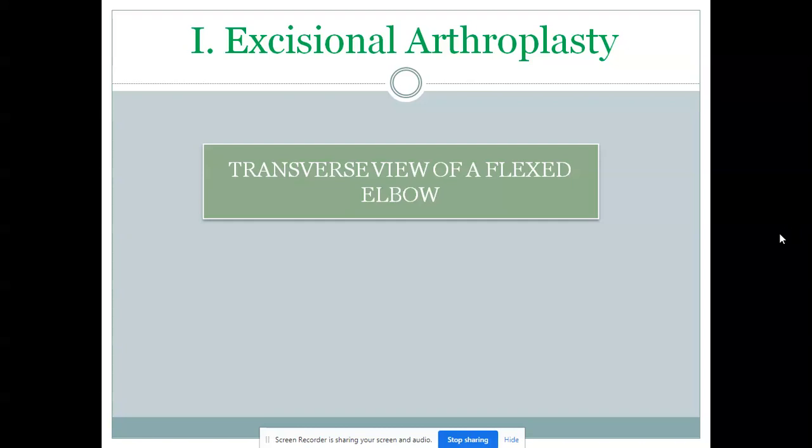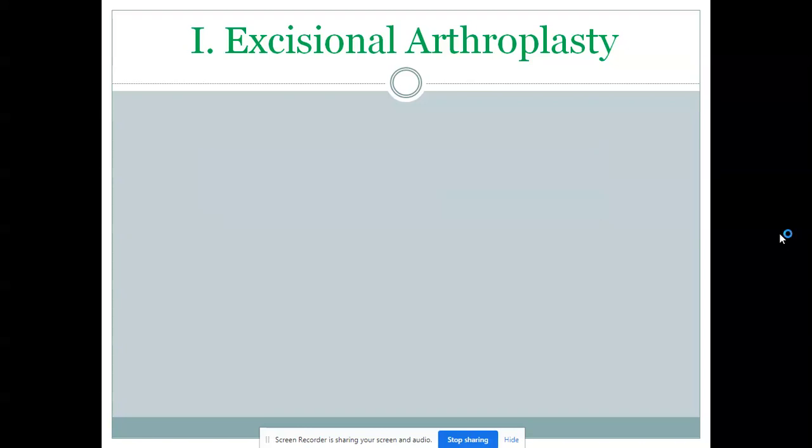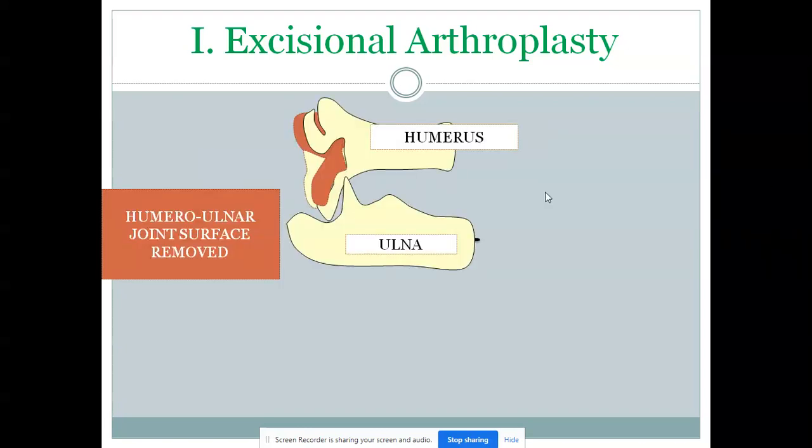When we are talking about elbow arthroplasty, especially the excisional, the operation is done in the completely flexed elbow in a transverse view. Let's look at the transverse view of a completely flexed elbow, how it looks. This is the completely flexed elbow in a transverse view. The top bone is the humerus, the bottom bone is the ulna. Let's look at how the ulnohumeral or humero-ulnar joint surfaces are excised. Bend the elbow completely in a transverse view and excise the humeral part like this.